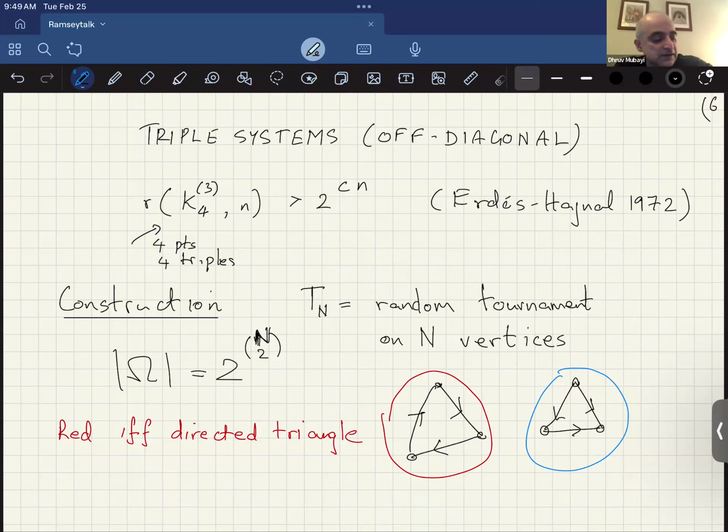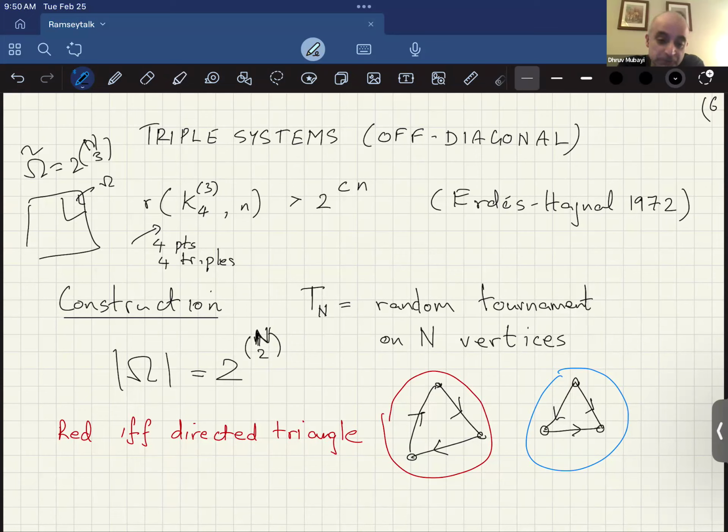So you have this big probability space of all the triples. This is 2 to the n choose 3. That's if you did randomness. But here we're focusing just on this small part, which is the triples. I haven't told you anything about triples yet, but the triples are given in the picture. So a triple is red if the 3 points that determine it form a cyclic triangle.